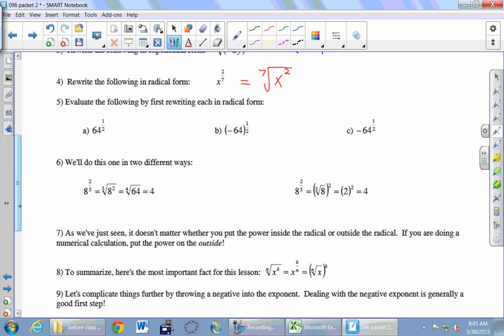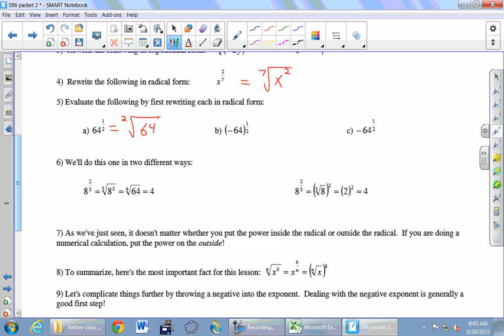Okay, so the first one is 64 to the 1/2. So this is a radical of some kind. 64 goes underneath here. Again, what's the index, the little number in the front? 2. And then what do we do with that 1? We don't need to write it, but if we were going to write it, where would we put it?